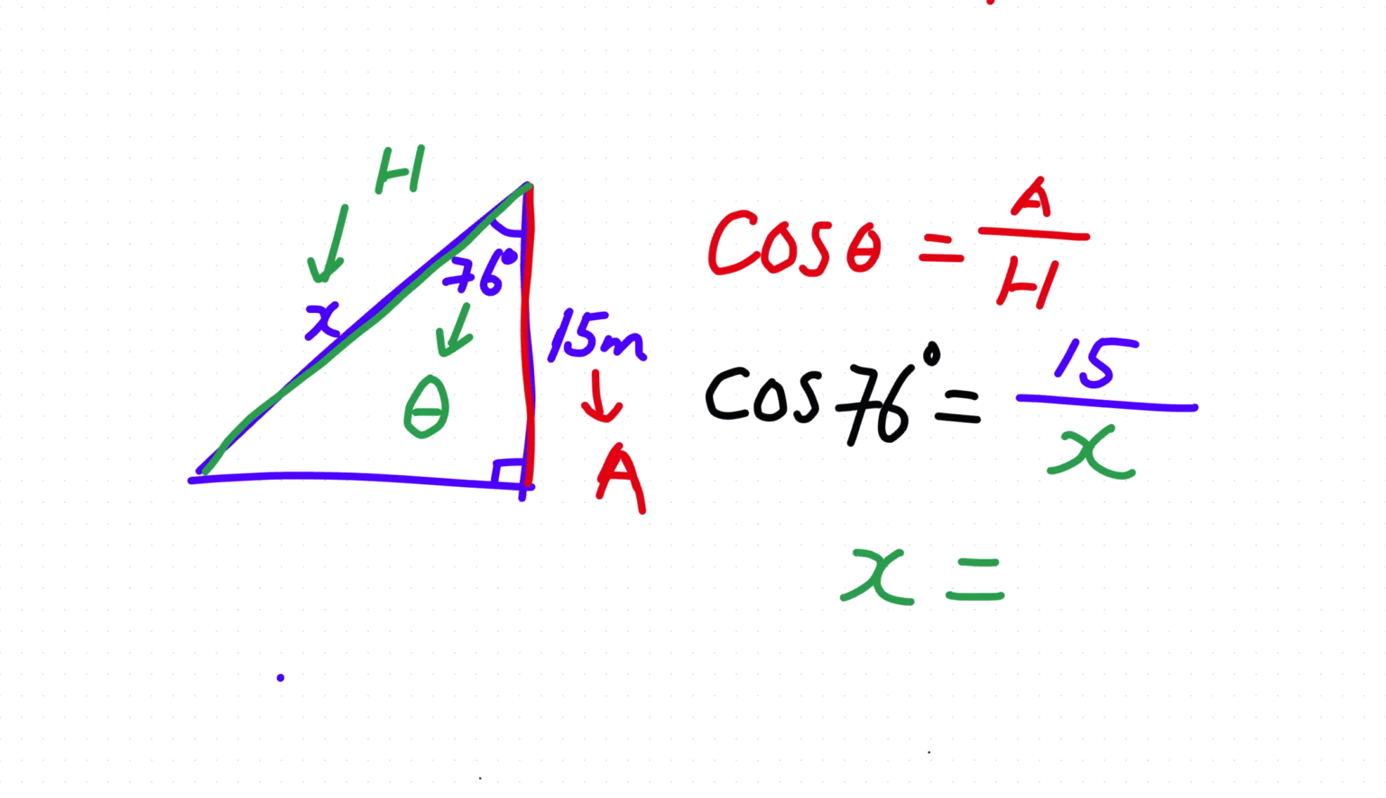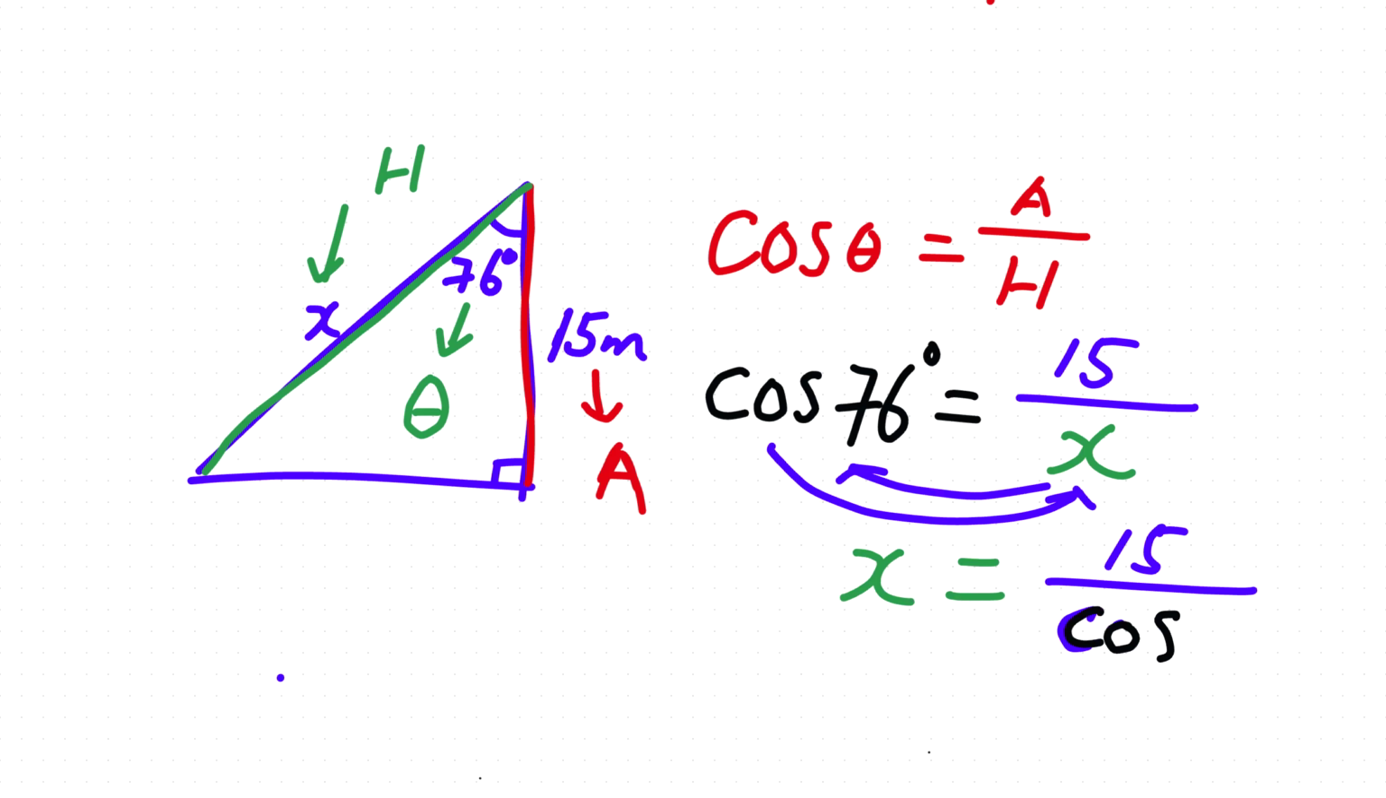So it will be 15, and the times cosine 76 move to that side would be divided by cosine. Let me use black color, make you easy understand. So X equals 15 divided by cosine 76 degree. And this part on the right-hand side, we will be using calculator.